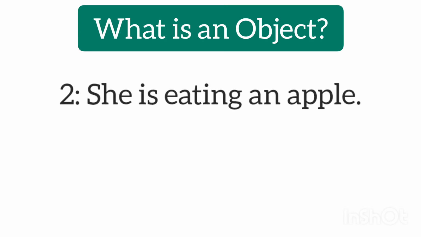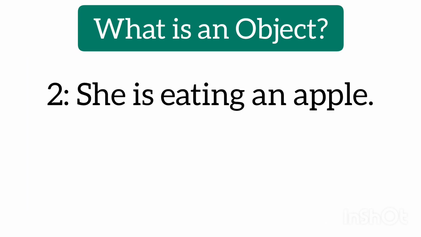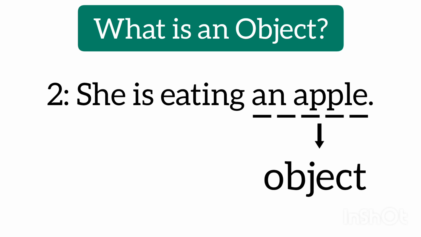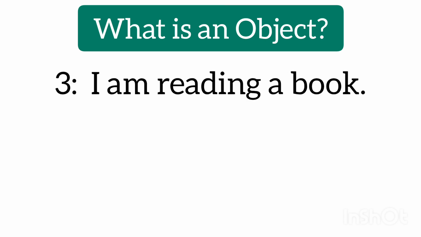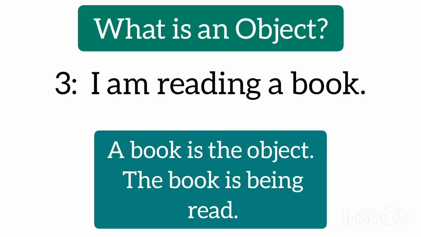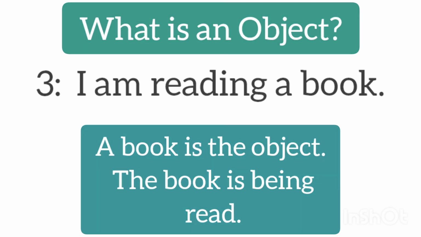Look at the next sentence. She is eating an apple. Here, an apple is the object. The apple is being eaten, or we can say that apple receives the action. In the next sentence, I am reading a book. Here, a book is the object. The book is being read. Or we can say that book is receiving the action.